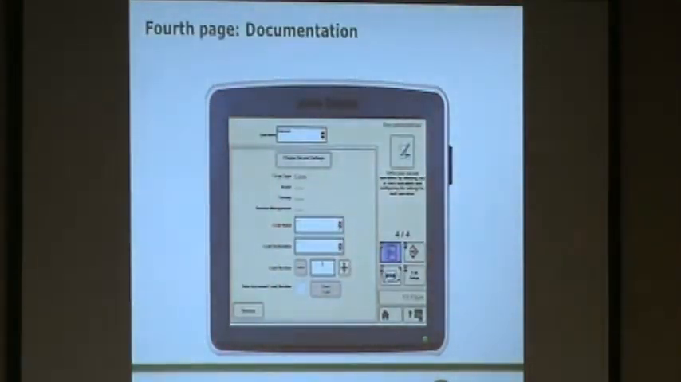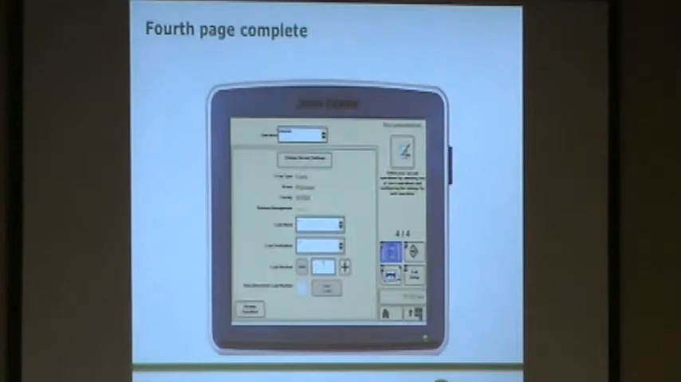And then the fourth page is your documentation. Make sure that you have harvest here for your operation. In order for you to be able to document, you have to have crop type, brand, and variety in there. That's a must. If you don't have it in there, it's not going to document. So in order to do that, you go into change harvest settings and you enter all that in.